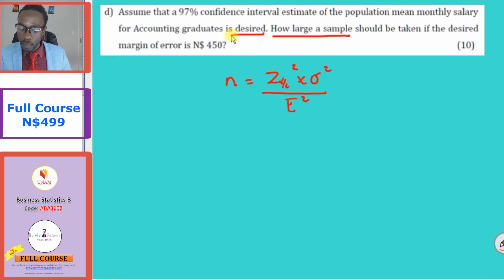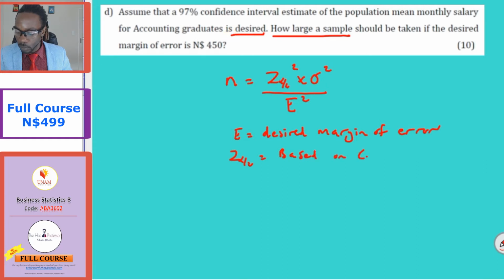So remember, your E is your desired margin of error. Your Z alpha over 2 will be based on your confidence level, based on the confidence percentage, and your sigma is your standard deviation.